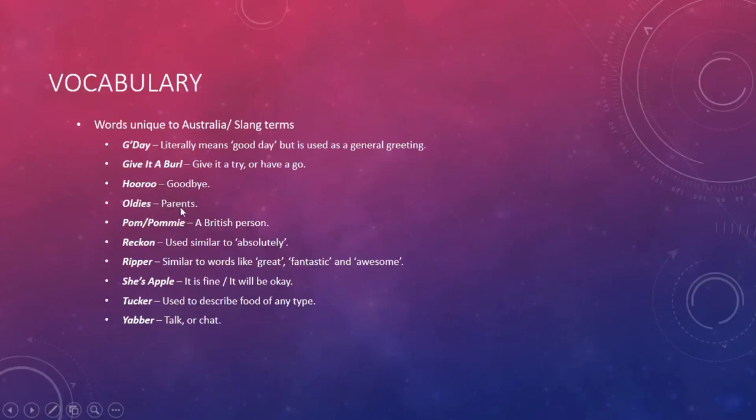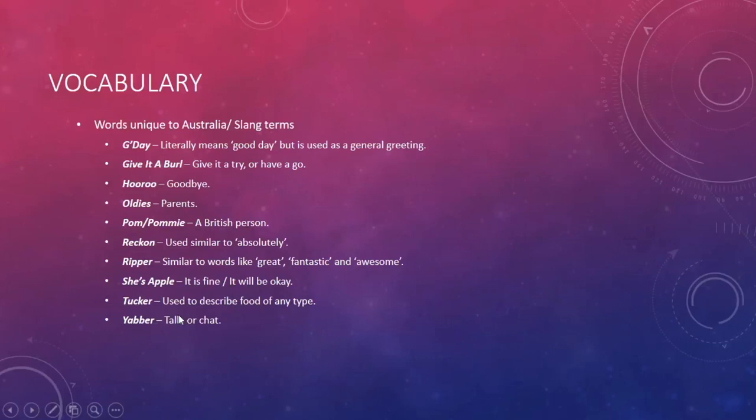Then hooroo is goodbye. Oldies are your parents. Pom or pommy means a British person. Reckon is used to mean absolutely. Instead of saying absolutely, I'd say reckon. Then ripper is a similar word to great, fantastic, or awesome. That's ripper. Okay. Then she's apples means it is fine or it will be okay. Then tucker means any kind of food. It must be chapati, it must be pizza, everything is tucker. Yabber means to talk or to chat.